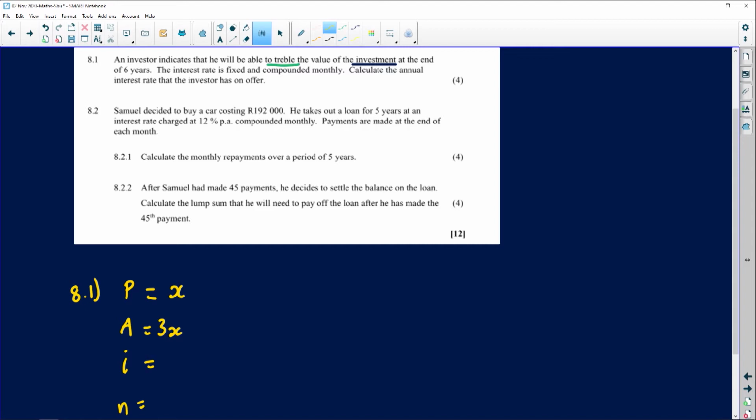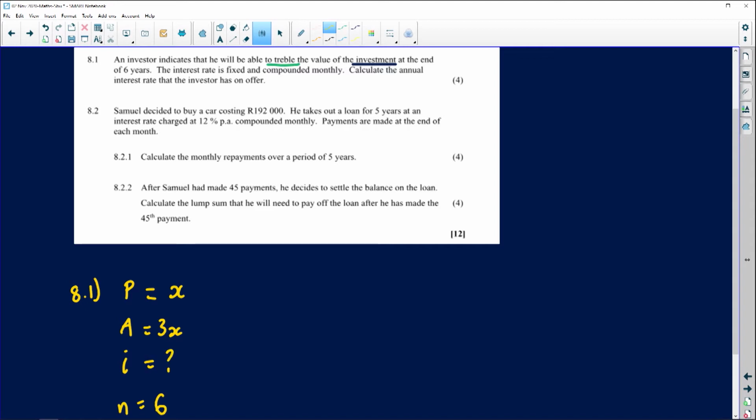All right? At the end of how many years? At the end of 6 years. All right. The interest rate is compounded monthly. Very important. Calculate the annual interest. So they want the annual interest rate that the investor has to offer. Very important. So we are interested in I.